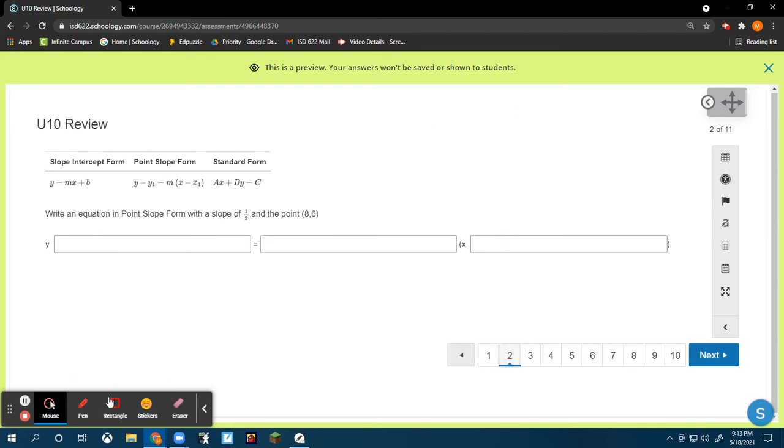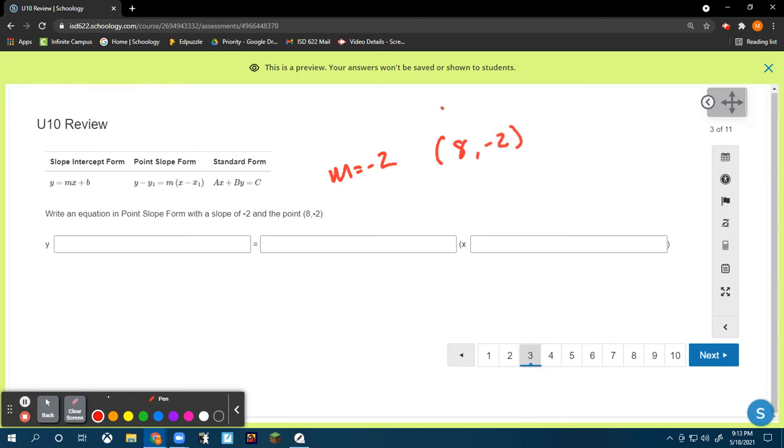Let's go to number 3. We are doing point slope form again. Our slope is -2. Our point is 8, -2, x1 and y1. y1 is -2. The opposite of -2 is +2. Make sure you put that plus sign in there. Our slope, our m, is -2, and the opposite of 8 is -8. That's all it is. We're just substituting into the equation. Our key is the opposite of the y and the opposite of the x.